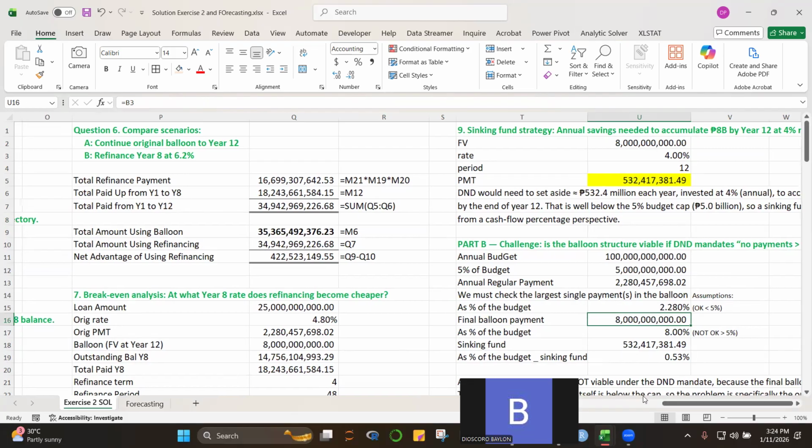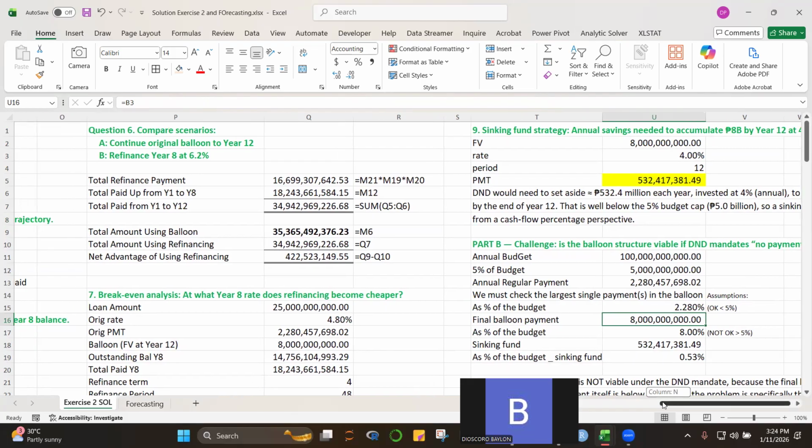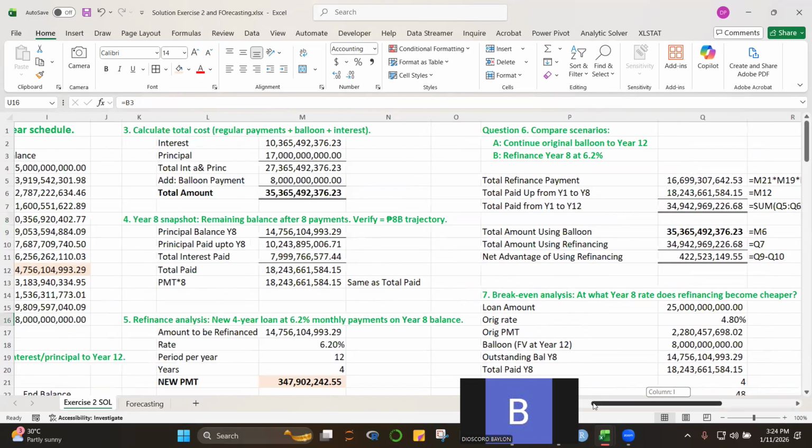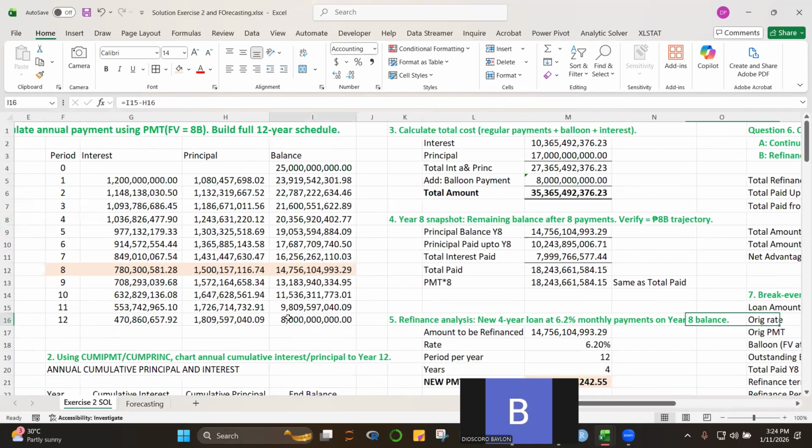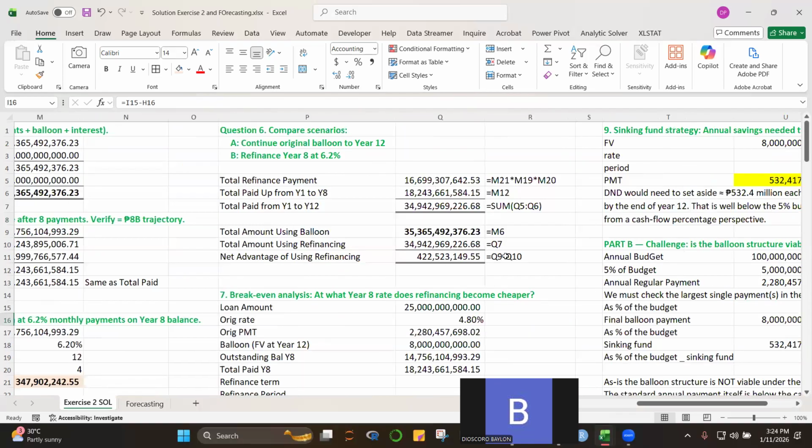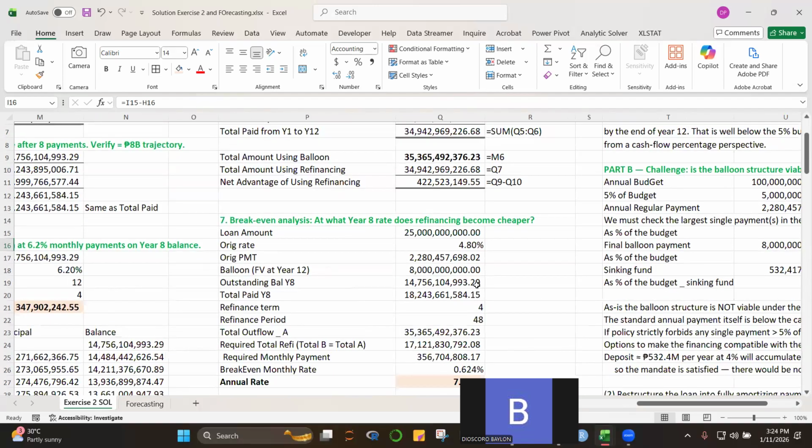So kung hindi pwede yun based on the policy, then the DND has to think of something else. So baka hindi na pwede itong 8 billion na to. So ano yung pwede? Baka pwede yung sa refinancing, no?